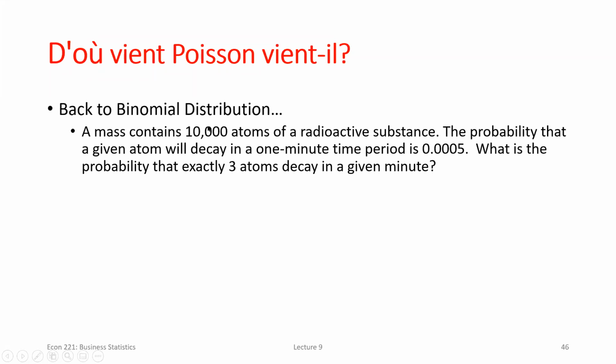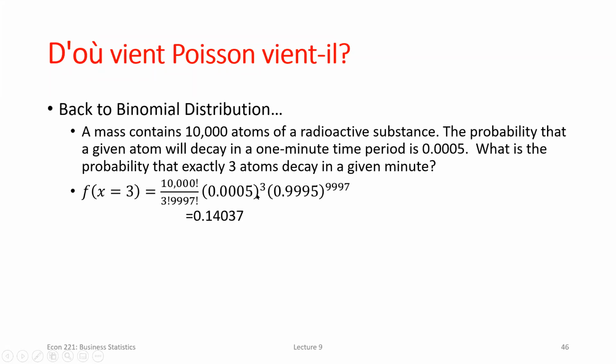Because I do have a cap, or a number of trials I'm thinking about here, I could use that binomial distribution. Plug in x is equal to 3, plug in n is equal to 10,000. My probability of success is 0.0005, and I could figure out what this is. Now I have to do a little bit of a trick here, we're going to have to cancel things out. My calculator can't do 10,000 factorial, but everything from 9,997 and below will all cancel. So I can figure out what this probability is, but it's kind of annoying.